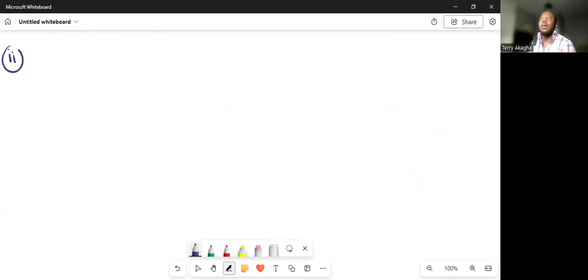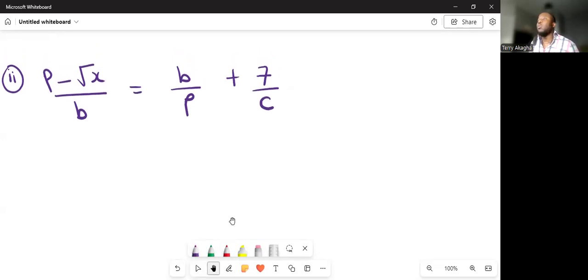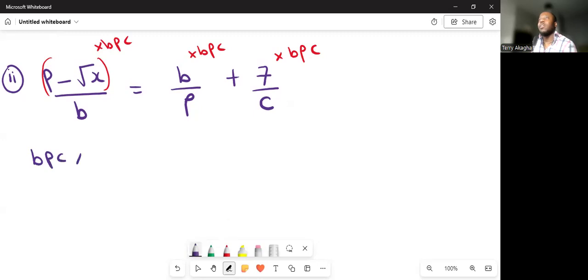Here we have p minus square root of x divided by b is equal to b over p plus 7 divided by c. Okay, so as usual, I want to get rid of all these fractions. So what I'm going to do, I'm going to multiply through by bpc. So I'm going to multiply this by bpc, I'll multiply it by bpc, and I also multiply all this by bpc. So this way, I can now sort it out.